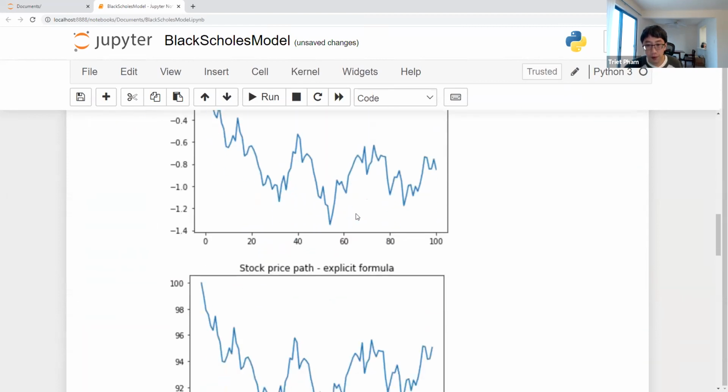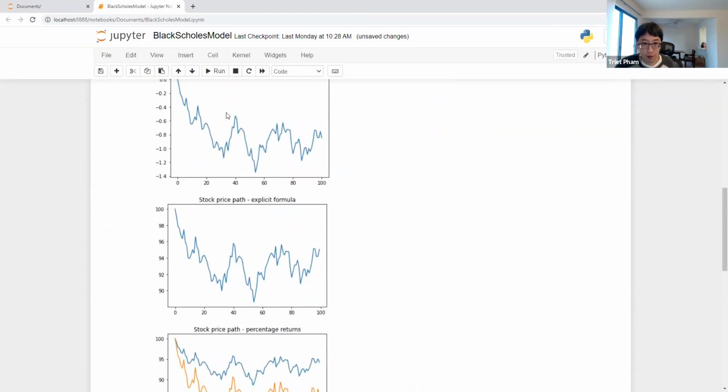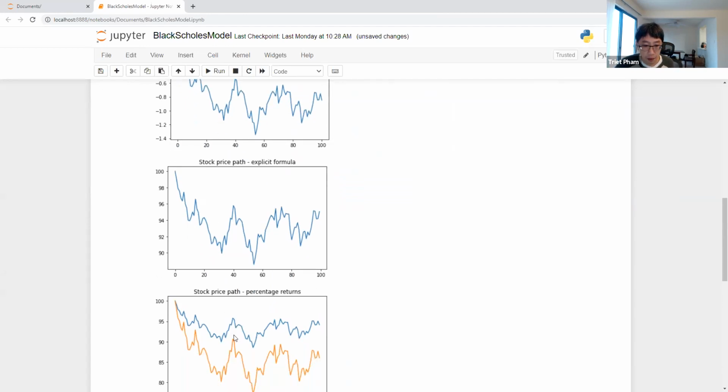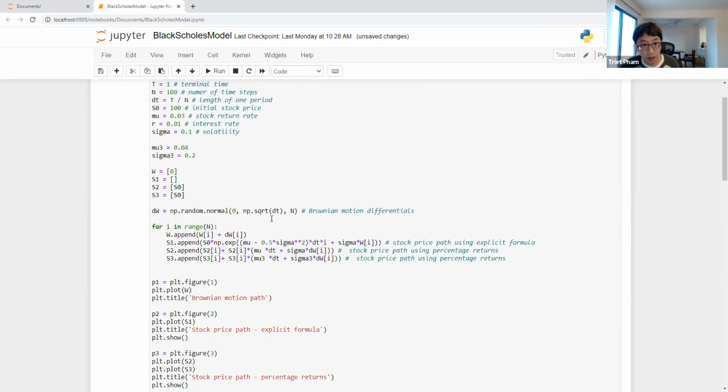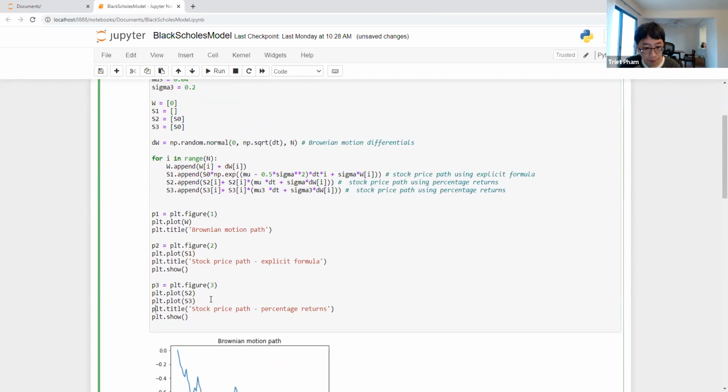And you see, first of all, the path is a little bit jagged. So this is the Brownian motion path, and the two stock price paths. Also notice that the percentage return path doesn't look similar to the explicit formula path. Why? You can argue that the approximation is not good right now, because dt is still too large. Here dt is 0.01. In the realm of things, that may still be too big. So let me turn off the third stock price. We'll do it later.